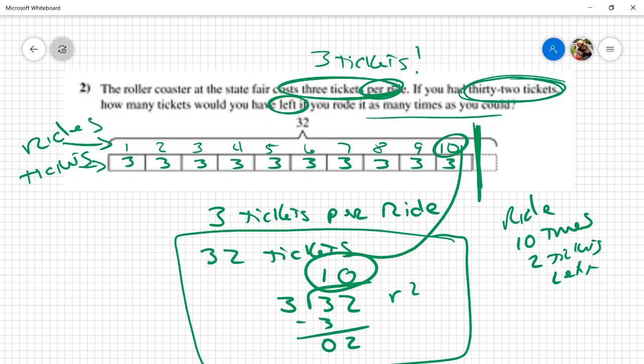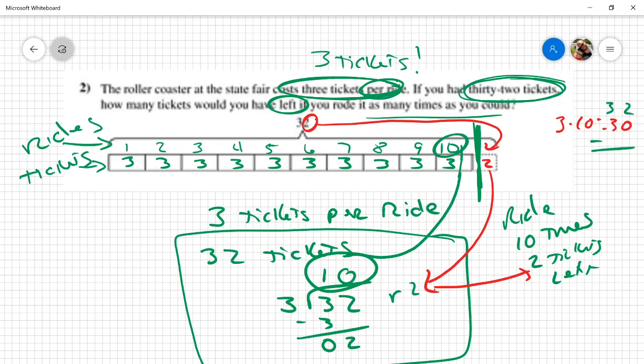Let me change colors. That would be these little 2 tickets, right there. So that 2 is that 2 is that 2. I'd have 2 left over. 3 tickets per ride. 3 times 10 equals 30. I had 32 tickets to begin with. I have 2 tickets left. Okay. Let's go one more.